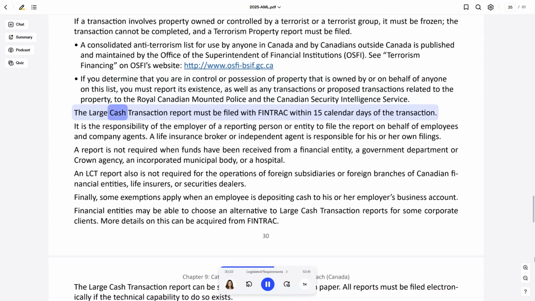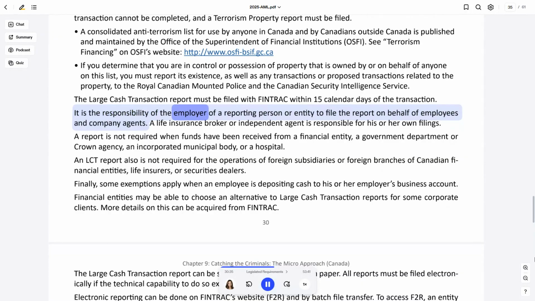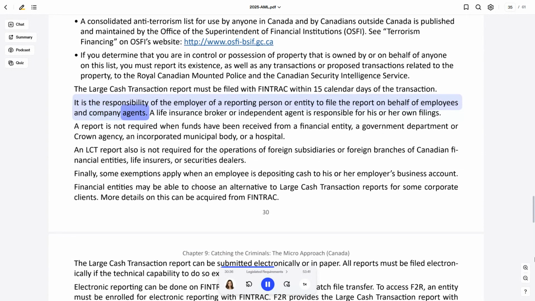The large cash transaction report must be filed with FINTRAC within 15 calendar days of the transaction. It is the responsibility of the employer of a reporting person or entity to file the report on behalf of employees and company agents. A life insurance broker or independent agent is responsible for his or her own filings.